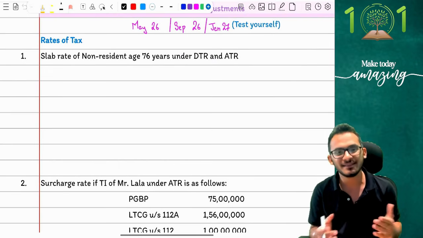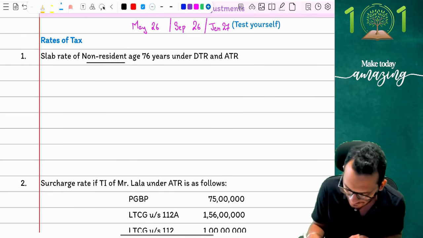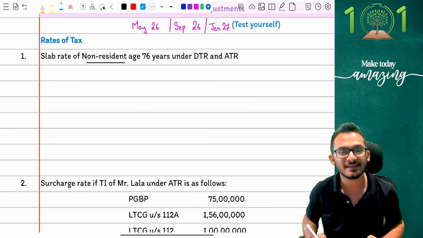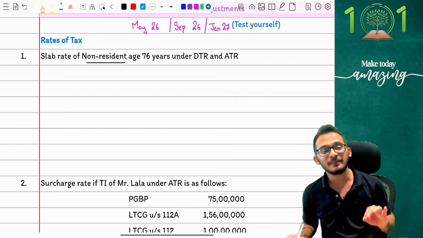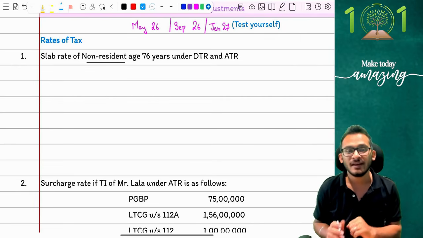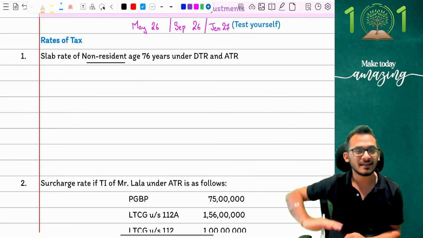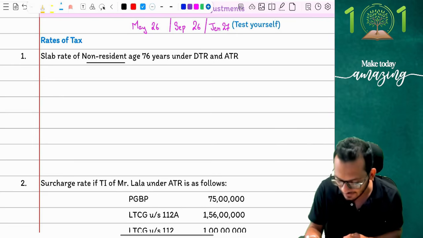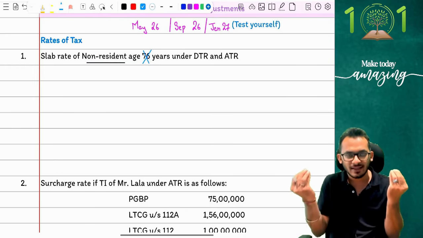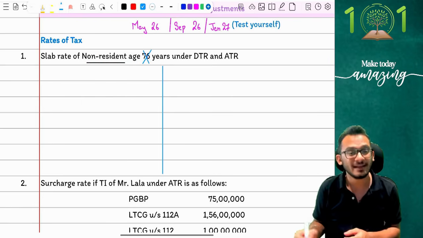The first question, the very easiest question, says: what are the slab rates of a non-resident aged 76 years under the DTR and the ATR scheme? The first and most important thing to realize is that when you see the word non-resident, there are certain benefits that are denied to you. Benefit number one that is denied to you is that as a non-resident, you do not get the opportunity to go to the higher exemption limit of 3 lakh and 5 lakh under the DTR scheme. So as a person being non-resident, the age of 76 years is no longer relevant to me. I don't care. That is the understanding with me, and with that understanding, I think the answer becomes fairly simple and straightforward.